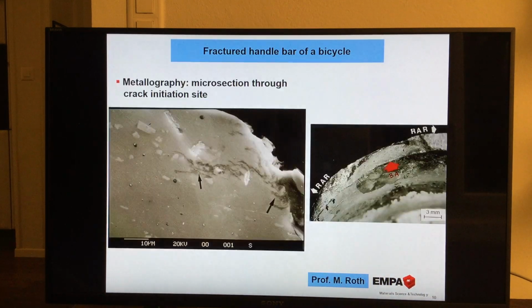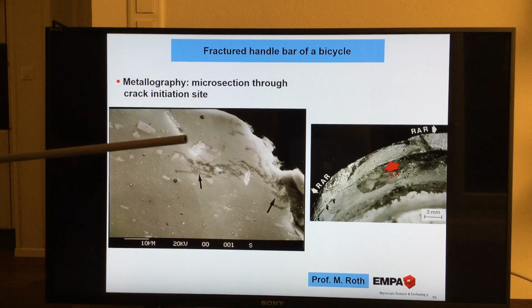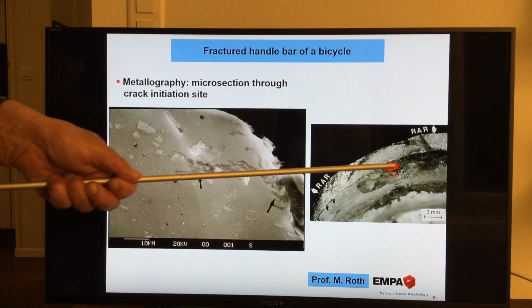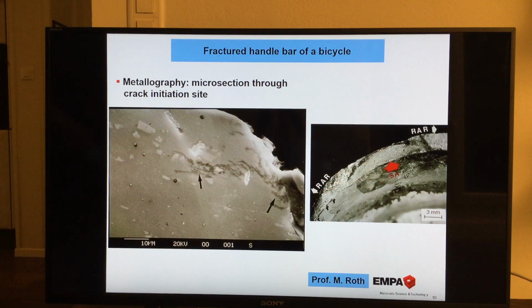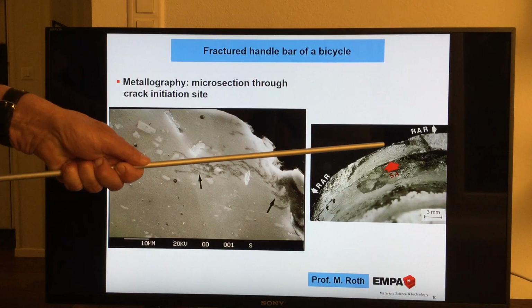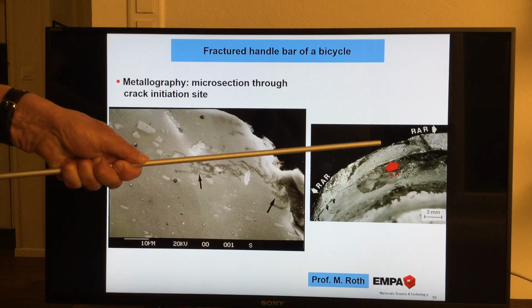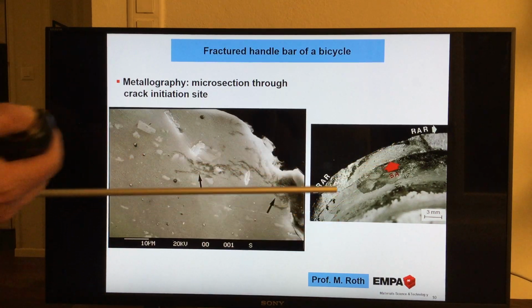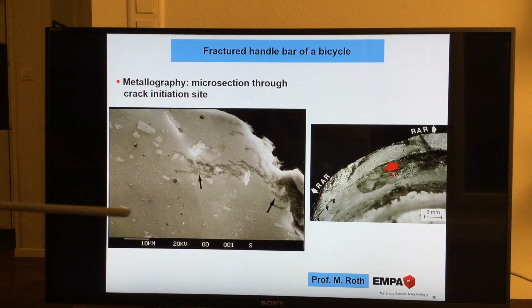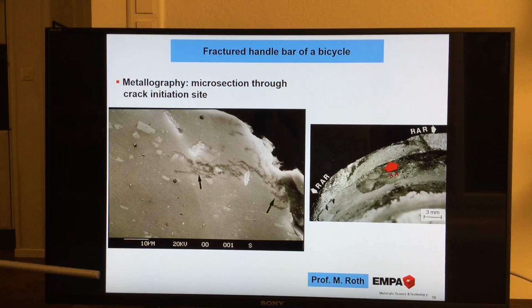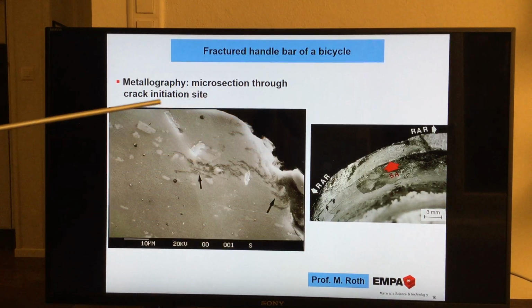Good, let's go on. Now we are doing the following. We want to look inside the material to see what's happening exactly in this area where the crack initiated. What are we doing there? We cut very, very carefully inside, perpendicular, and take this material, embed it, and make a metallographic specimen. And this metallographic specimen is shown here.